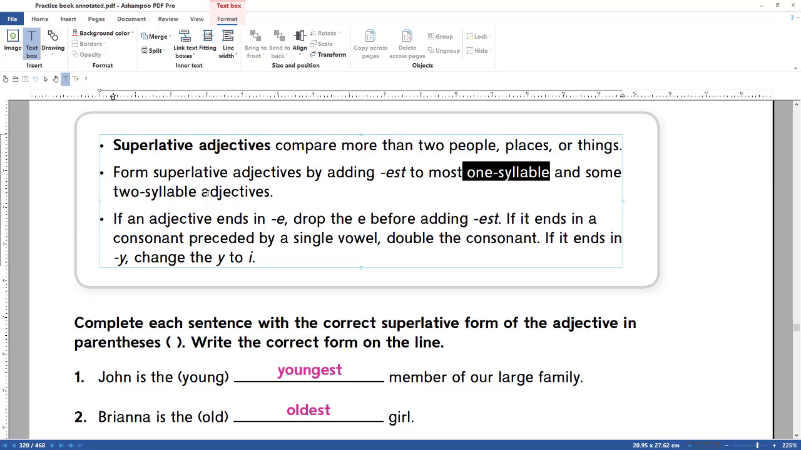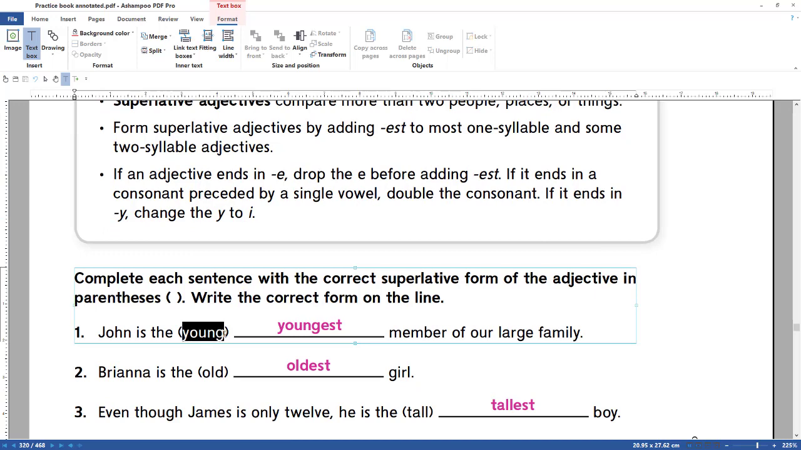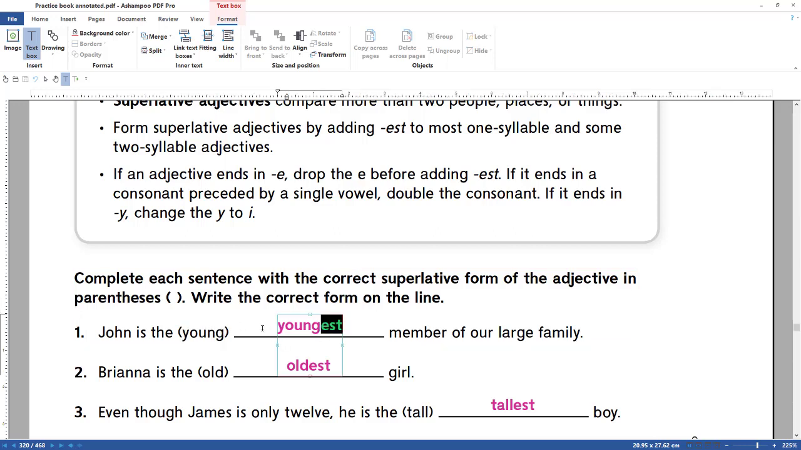Okay, so for example, as you can see here, we have young. This is an adjective and has one syllable. How to use the superlative adjective? Simply we add est. It becomes youngest. He is saying that John is the youngest member of our large family. So he is comparing John with a group of people in the family, not only one person.